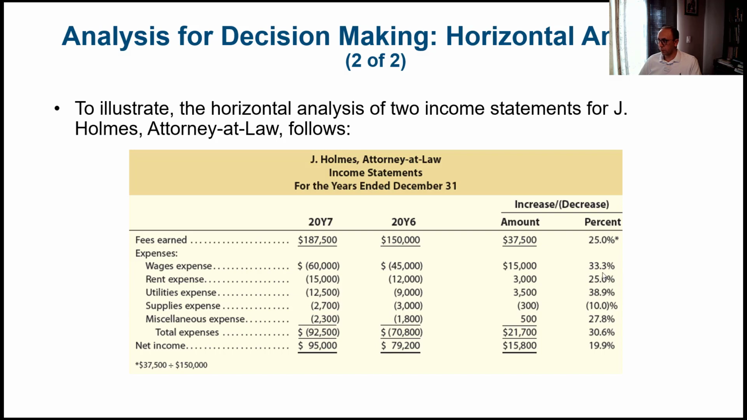Rent expense went up by 25%, which is similar to the amount of our revenue. Utilities expense went up more than the amount of fees earned. Our supplies expense actually went down. It used to be 3,000, went down to 2,700, by $300. So that's about 10%. But it's a small amount. It's not that significant. And that's why at the very end you can see that even though our fees earned increased by 25%, our net income only increased by 19.9%.